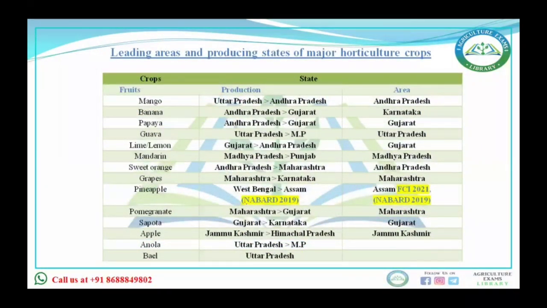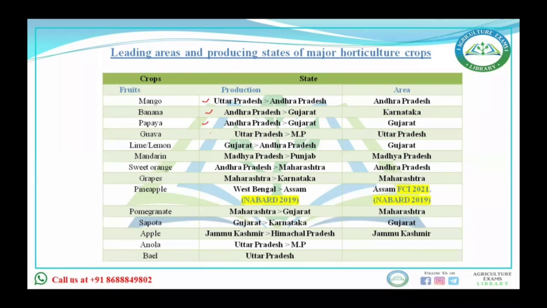Now, this is the important chart. You can see the highest area as well as the production. When you talk about the mango, highest production is in Uttar Pradesh, followed by Andhra Pradesh, and area is in Andhra Pradesh. And the banana, highest production is in Andhra Pradesh, followed by Gujarat, and area in Karnataka. Papaya, highest production is in Andhra Pradesh, then Gujarat, and area in Gujarat.